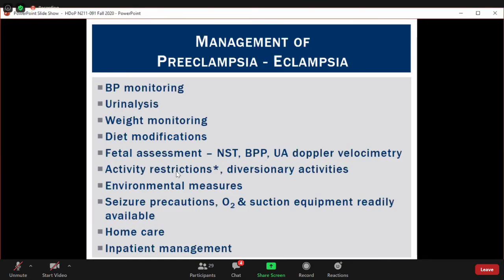So all of it comes together. So weight monitoring, as you know, these are patients we'll do daily weights on to kind of get a sense of that, to supplement the information about edema. So we'll definitely do daily weights.